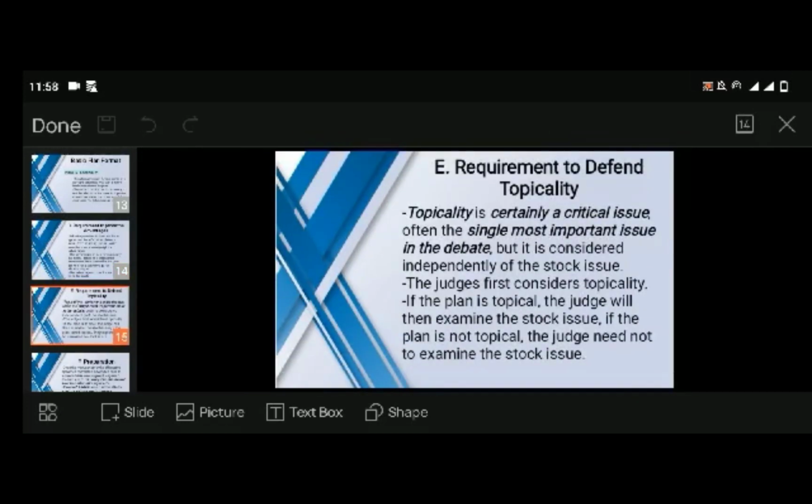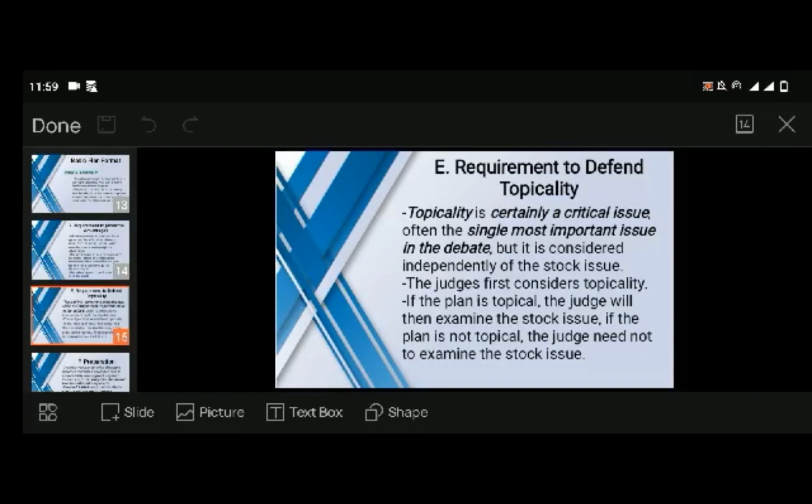Letter E. Requirement to defend typicality. Typicality is certainly a theoretical issue, often the single most important issue in the debate, but is considered independently of the stock issues. Second, the judge first considers typicality. Last, if the plan is typical, the judge will examine the stock issues. If the plan is not typical, the judge need not examine the stock issues.